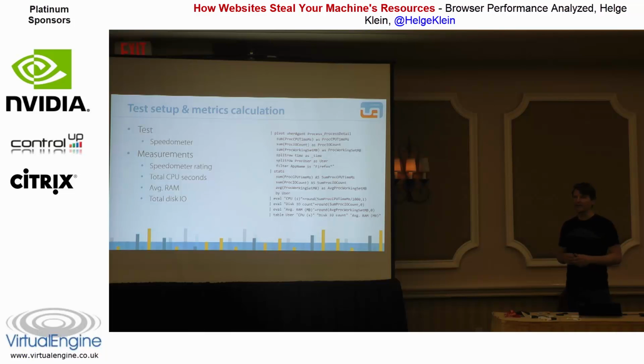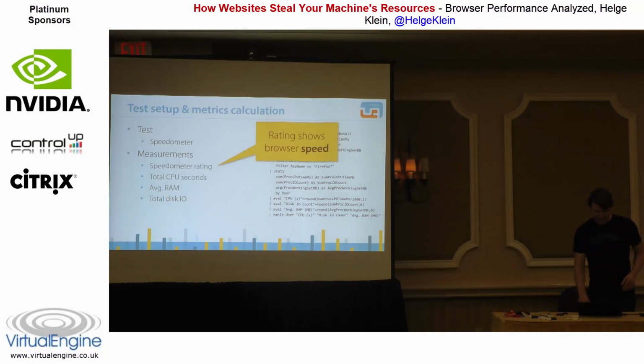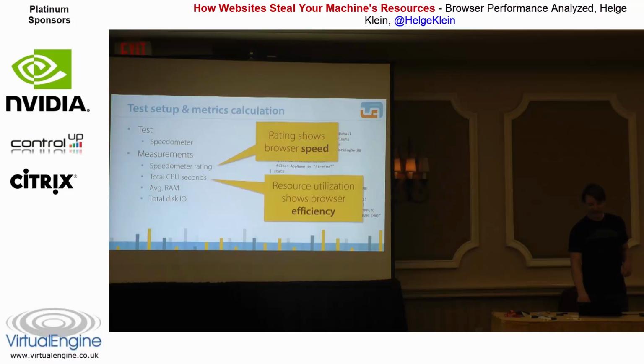Now what I did here was a basically similar setup: same machine, same data collection mechanism and so on. In addition to the actual performance metrics, I also looked at the Speedometer rating, because it's a benchmark. At the end it spits out a number that tells you how good or how bad your machine is. That rating shows you how fast the browser is. And in addition to the rating, I looked at performance numbers like CPU utilization and RAM utilization, which show you how efficient the browser is. You'll see the results in a few seconds.